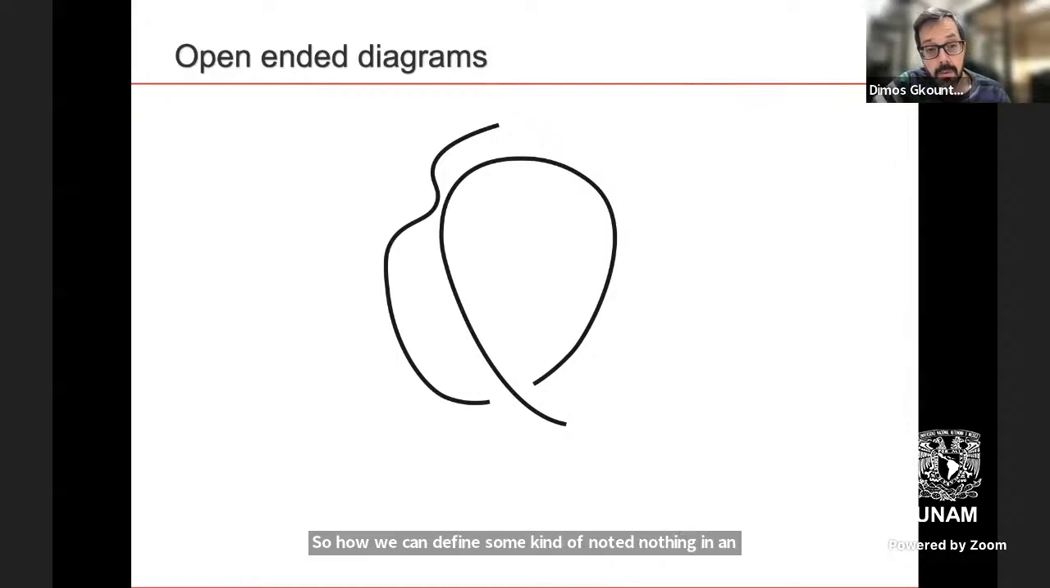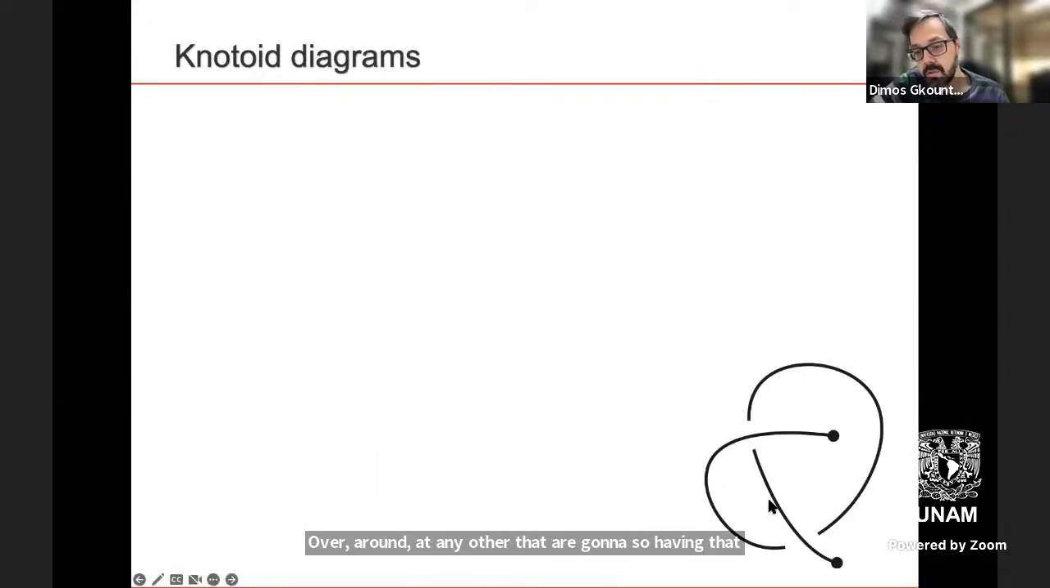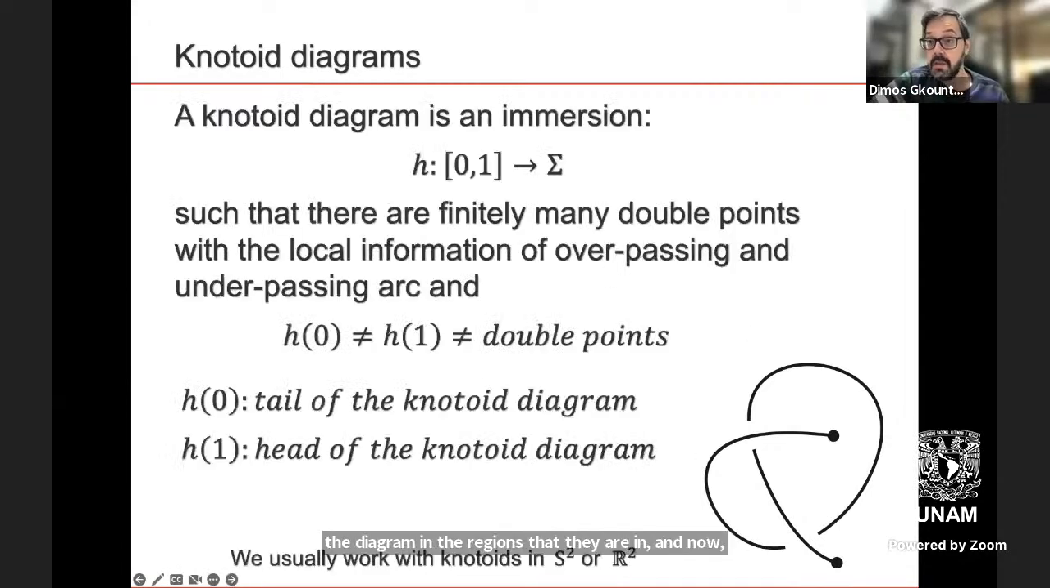Now what we will need is to include some kind of restrictions in our rules. And those restrictions are that we don't allow the endpoints of the diagram to cross over or under any other part of the diagram. So having that in mind, we get into this situation. Now we don't allow the endpoints of the diagram to exit this region, and we don't allow this part of the diagram to enter that region. So what we do actually is that we lock the endpoints of the diagram in the regions that they are in. And now somehow we can define what a notoid diagram is.